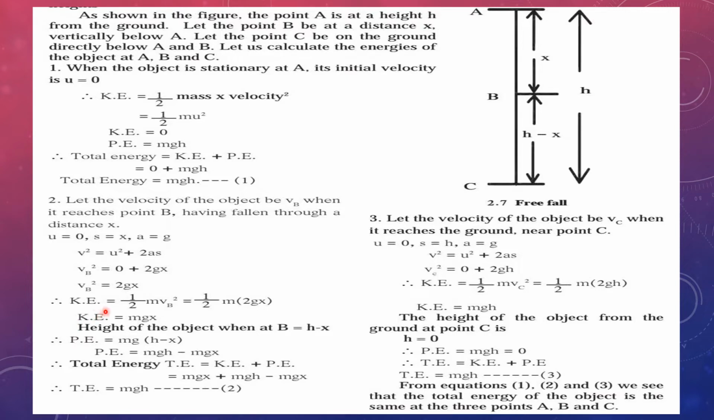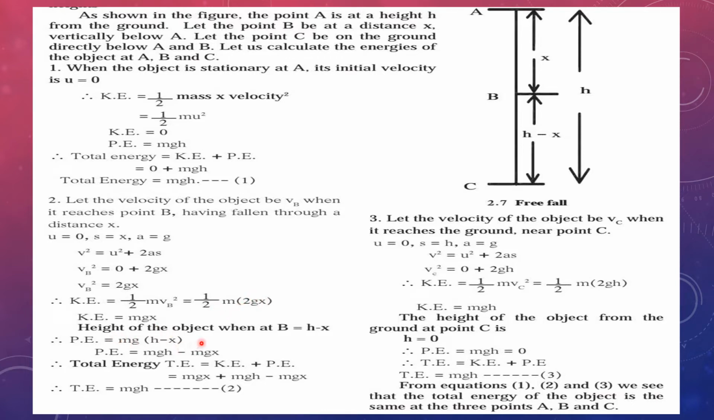Therefore, kinetic energy is equal to 1 upon 2 mass into Vb square, which is equal to 1 upon 2 into mass into Vb square. We replace the value of Vb square with 2gx. We have replaced this value 2gx. Therefore, kinetic energy is equal to m into g into x. These two get cancelled here.